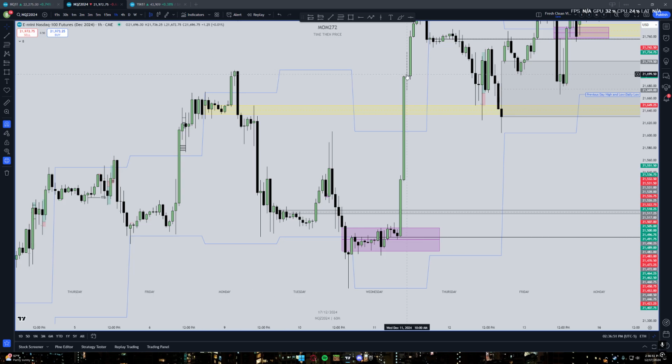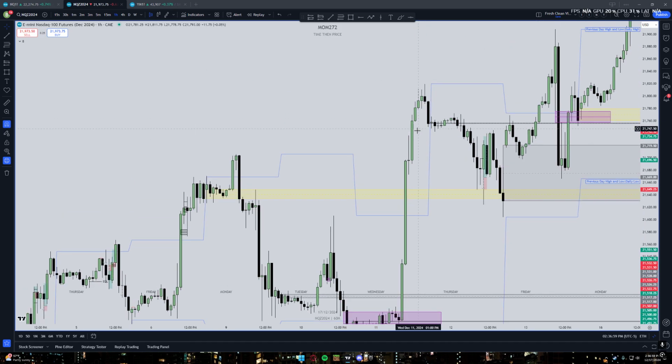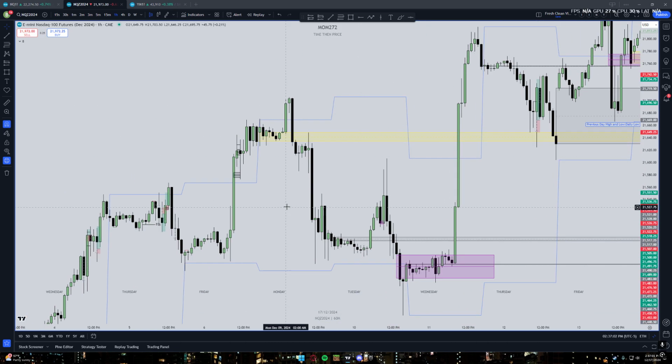And I'm going to assume, without even looking at the 10 a.m. candle, that we took out this high, and then we had a small reversal to come back down and get some liquidity here before then continuing up in the later afternoon session.